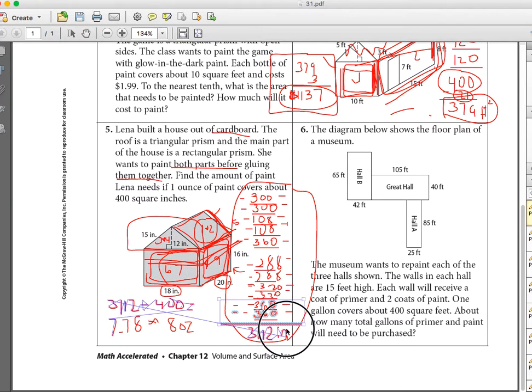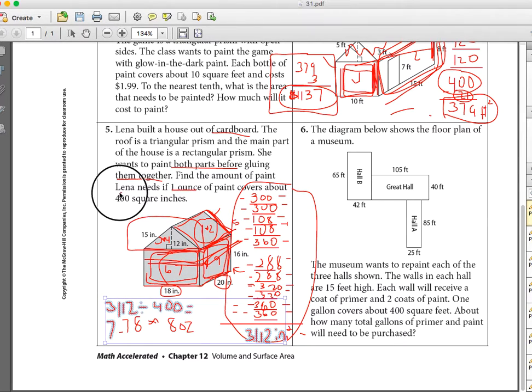Okay, and it's not asking for the total area, it's actually asking for how much paint is needed. So 1 ounce covers 400 square inches, so I took 3112 divided by 400 and got 7.78, which is about 8 ounces of paint. Again, please don't just write down the 8 ounces. Show those steps and pause the video to write them down as you are filling those in so that you can refer back to them.